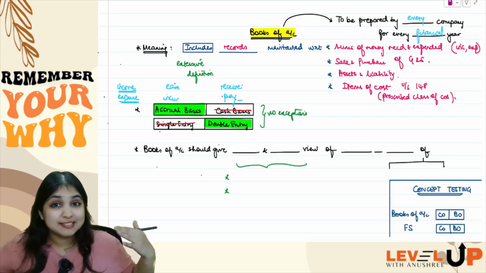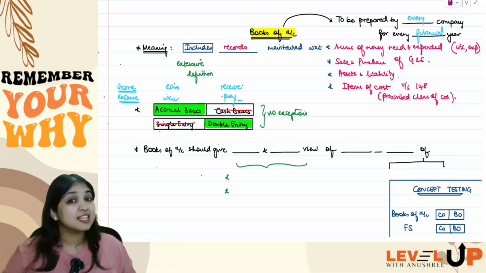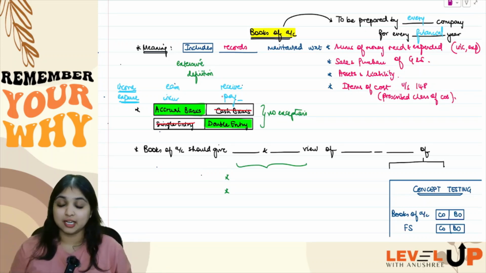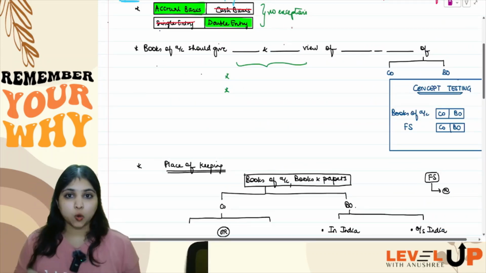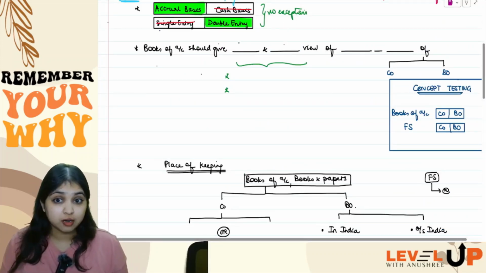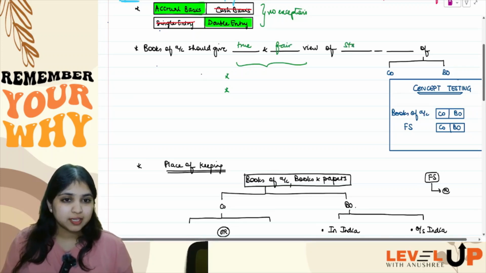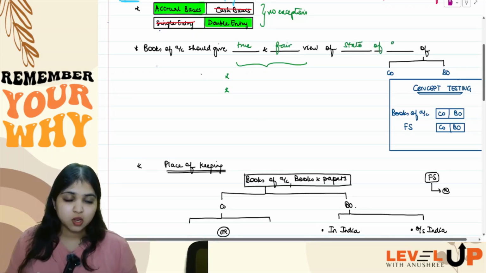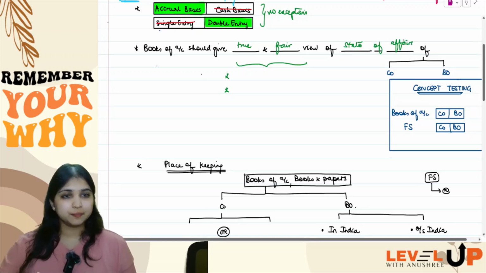Okay, then accrual basis or cash basis? Accrual basis. Single entry or double entry? Double entry. Coming to the next point now. Books of accounts should give a true and fair view of the state of affairs of the company and branch office.